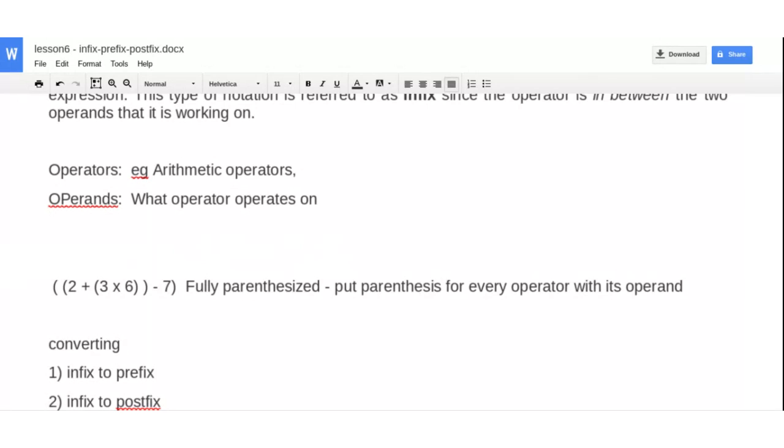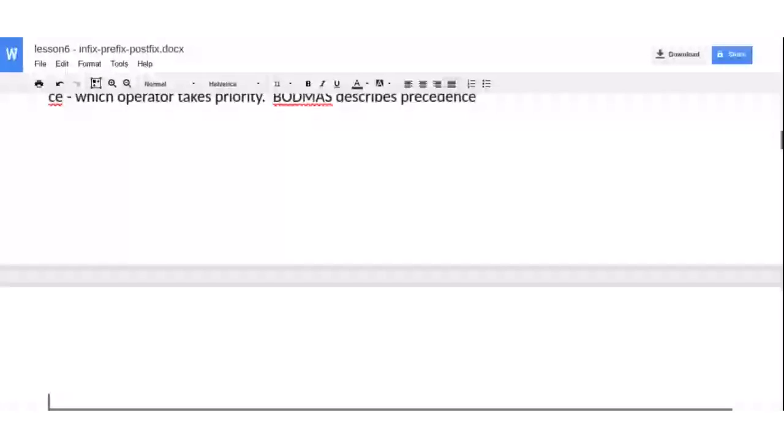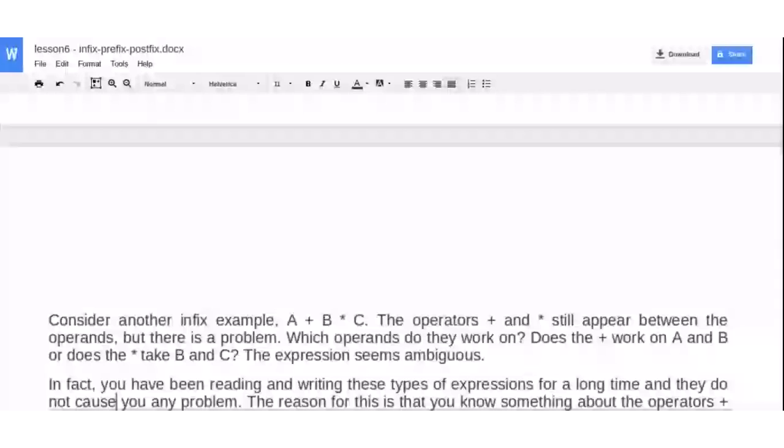So let's look at one more expression and try to follow the process of the conversion again. There are quite a number of examples given down here.